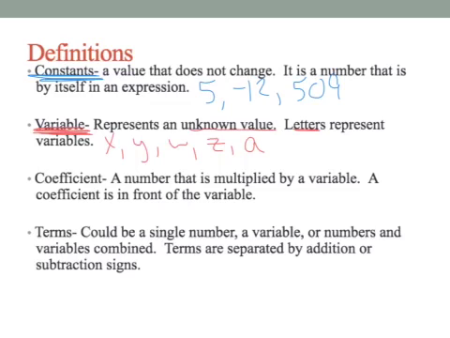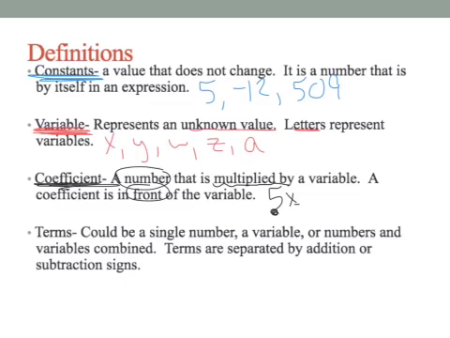Our next definition is coefficient. So a coefficient is a number that's multiplied by the variable. So it's the number that's in front of the variable. Okay, so this might be if you had 5x. These are multiplied together, and the number that's out in front, the 5, would be called your coefficient, and the x is your variable. So 5 is the coefficient.